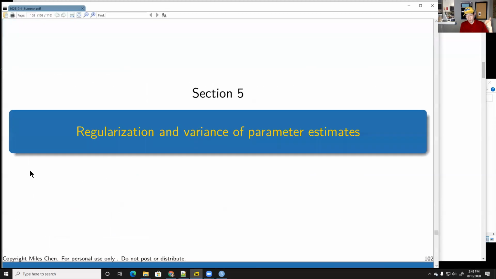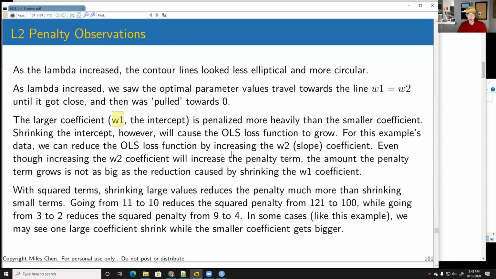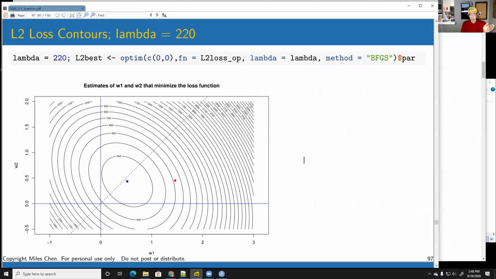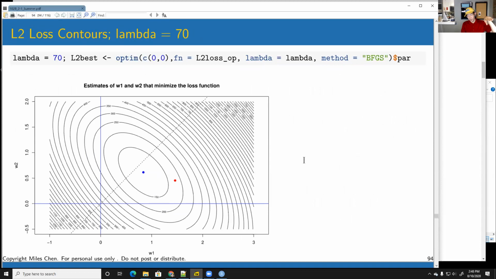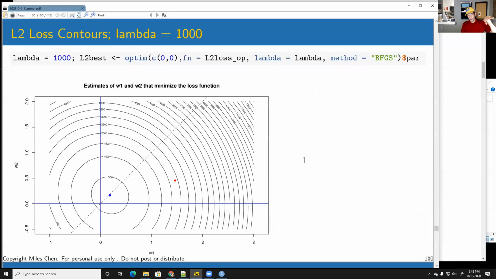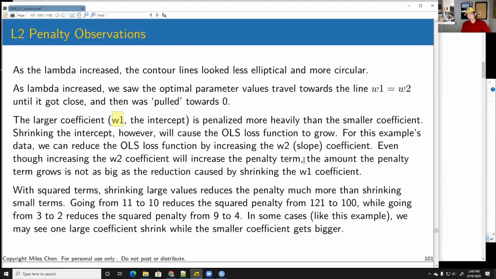And because W2 is smaller to begin with, the increase in W2 technically does increase our penalty term, but only by a little bit, okay? So in this case, we shrink W1 but end up increasing W2, at least in the beginning. We see W1 shrinking but W2 increasing until it reaches some point where now we want to shrink both W1 and W2 as the penalty increases. So that's what we have going on here.